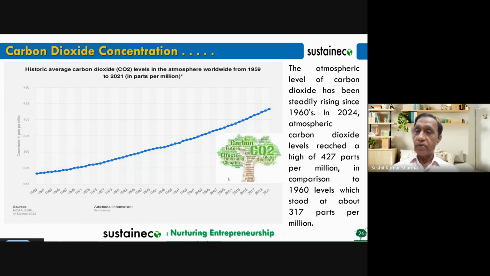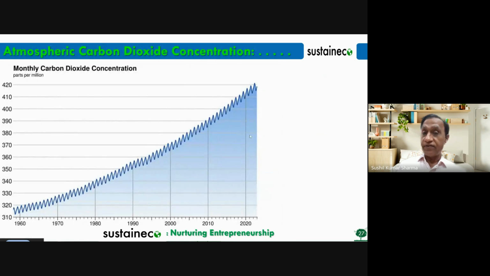Just to refresh you, the concentration of CO2 in atmosphere during 1960 used to be 317 ppm, which last month is recorded as 427 ppm, that is May 2024. So this change is represented here year by year, and this change by now is more than 35%. So we all professionals know that 35% change is abnormal.